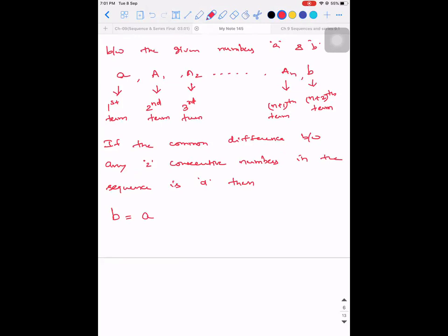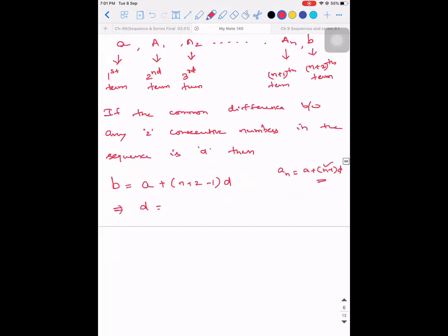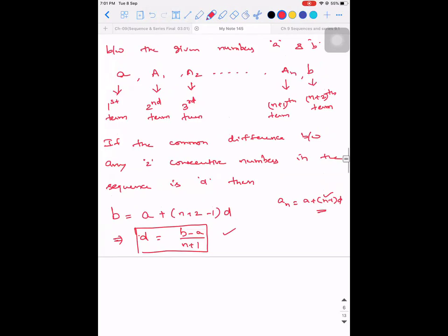So how do you write? We know that the general term is An is equal to A plus n minus 1 into D. Correct? So B will be equal to first term plus, in the place of n, n plus 2 minus 1 into common difference D. Accepted? So D will be equal to B minus A divided by n plus 1. Means if you are able to find the common difference, since you know the first term, it is easy for us to write the sequence.